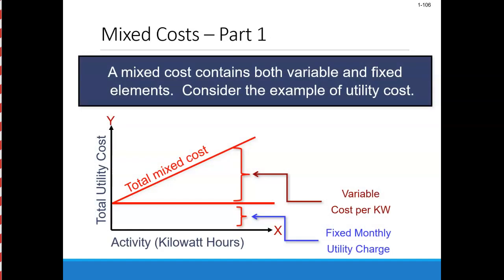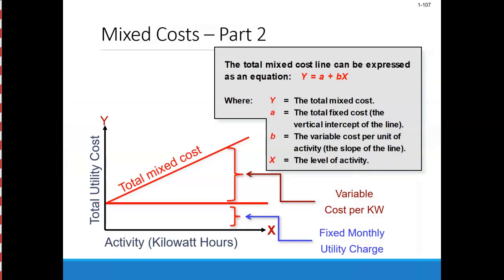A mixed cost contains both variable and fixed elements. In this case, utility costs. There might be a fixed monthly utility charge, but then depending on air conditioning, like today, I think my air is going to be going down, meaning it's going to be pumping a lot today. So you've got a variable amount based on the kilowatt hour. Okay?